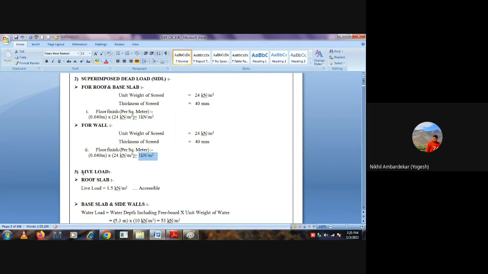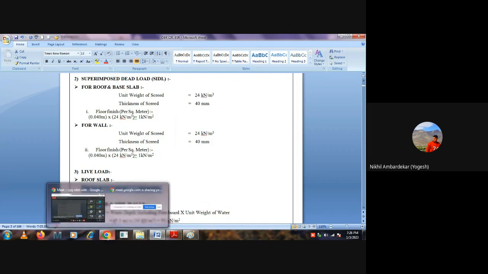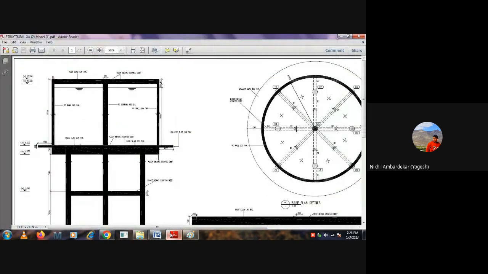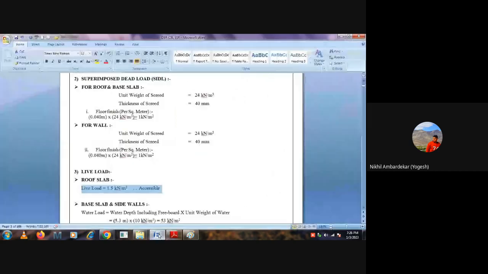Okay, live load. So we are considering live load as 1.5, as per IS code. Why? Because here the live load will be very low. Once in a while this roof slab will be subjected to live load, maybe during the maintenance period. Otherwise, who will climb up so high to sit and chat? So that's why, and since it's accessible, we are assuming we provide some ladder, so that's why we are considering 1.5.